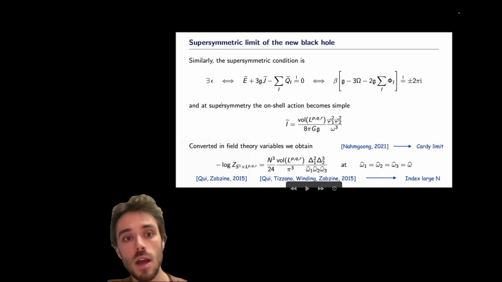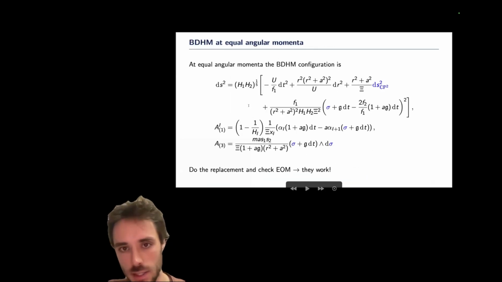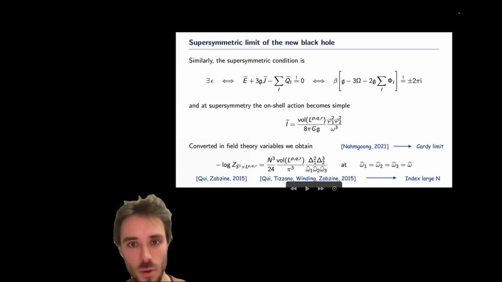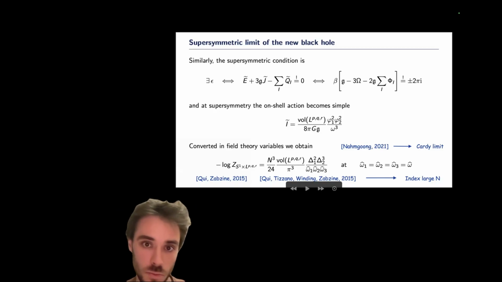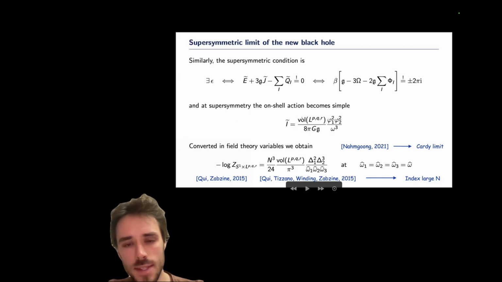And with this, even though this solution that we found does not exist at the supersymmetric point or the extremal point, we can take the limit to supersymmetry, in which case the on-shell action simplifies exactly as before. But now, instead of the volume of S5, which was sitting here in the previous expression, it is the volume of LPQR sitting here. And now, this is your result.